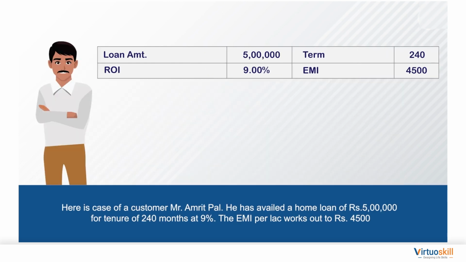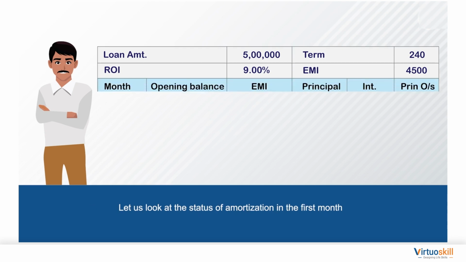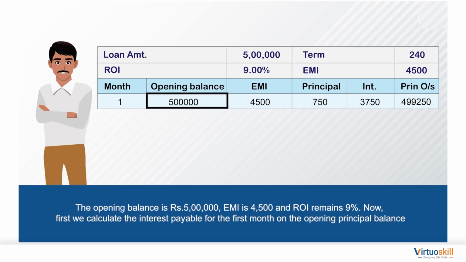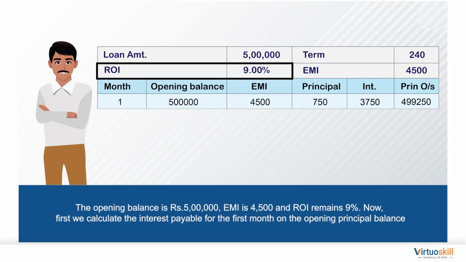Here is a case of a customer, Mr. Amritpal. He has availed a home loan of Rs 5 lakhs for tenure of 240 months at 9%. The EMI per lakh works out to Rs 4,500. Let us look at the status of amortization in the first month. The opening balance is Rs 5 lakh. EMI is 4,500 and ROI remains at 9%.